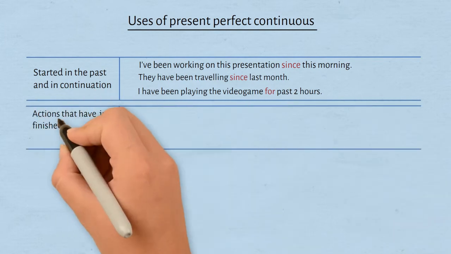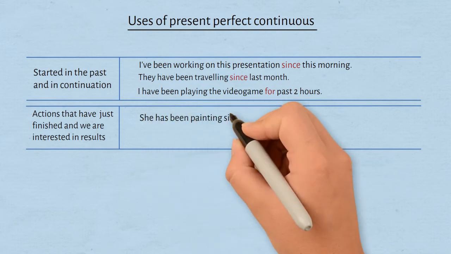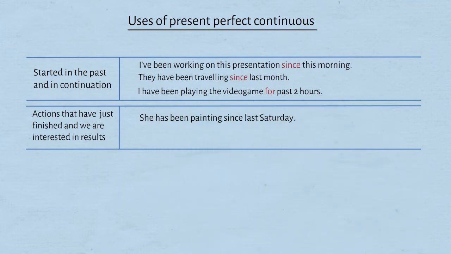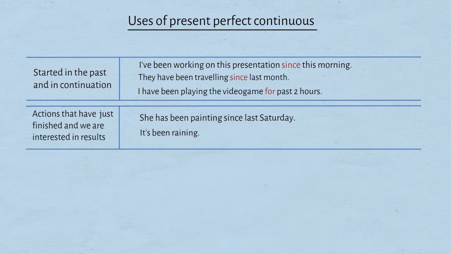The next segment is actions that have just finished, but we are interested in the results. She has been painting since last Saturday, and we are interested to see the completed painting. It's been raining and we can still see water on the road. Let's see now how to form present perfect continuous tenses.